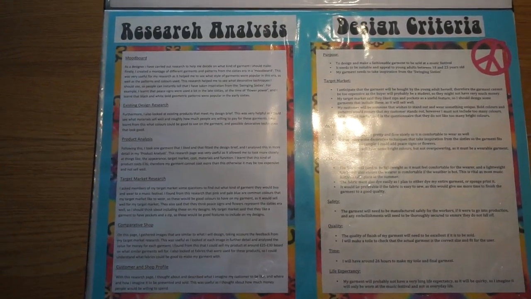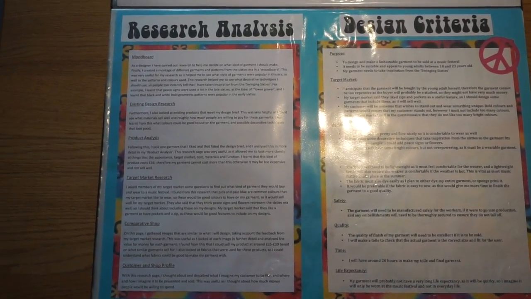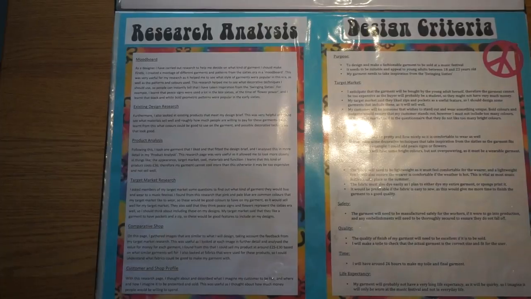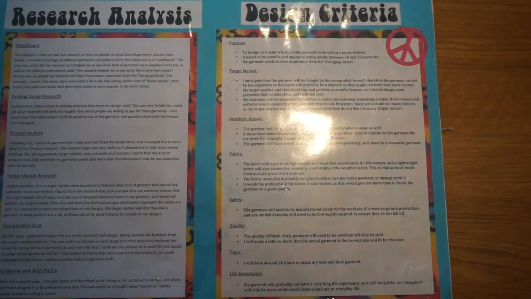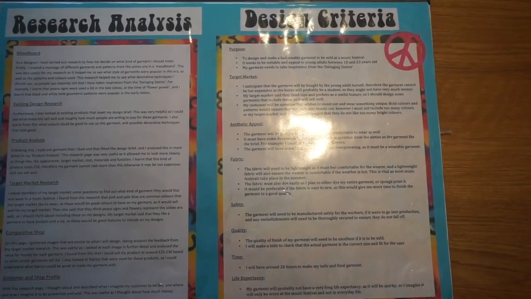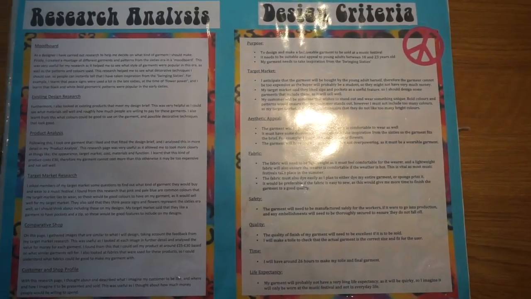So I wrote about why I did all those things and how it's helped me to think of ideas for my garment. And then I've done a design criteria, which is basically saying what my design needs to include in order for it to fit the brief, and things like materials, safety, quality.